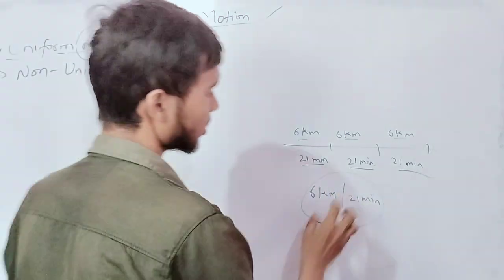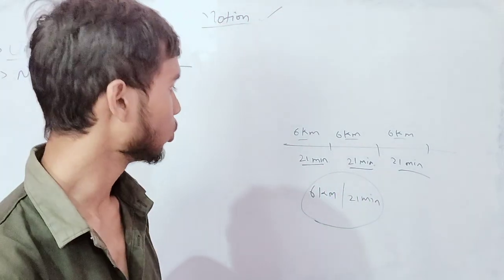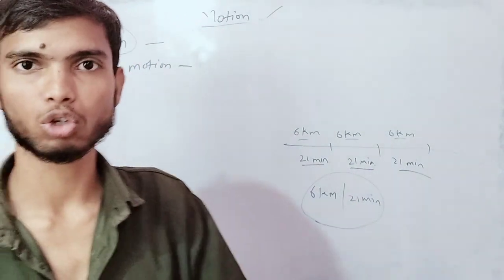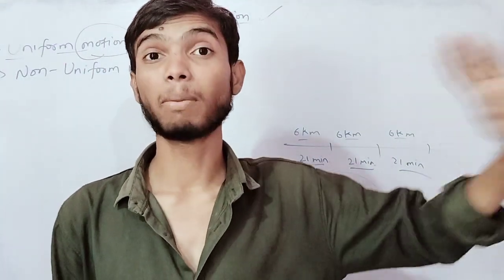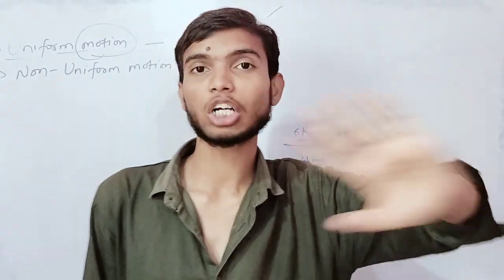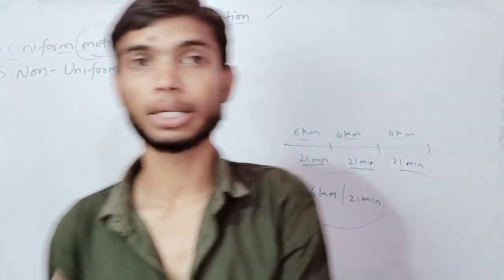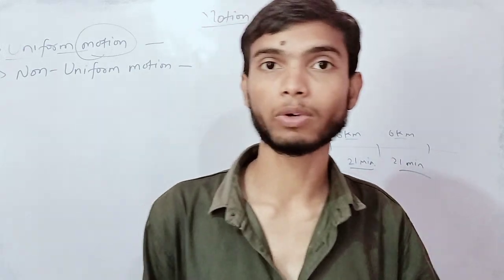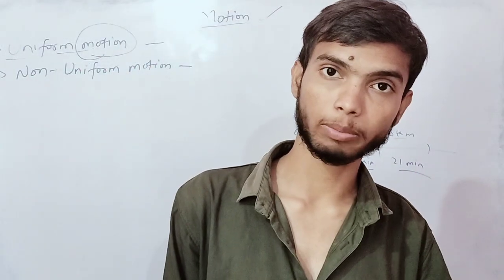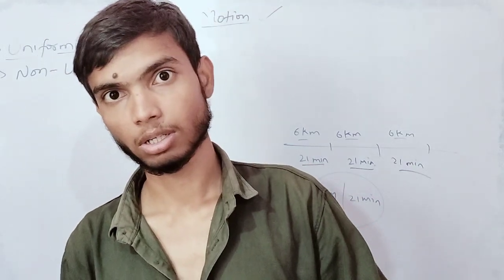So what did you understand from this? You understood that you are covering 6 kilometers per interval, not per 1 minute. You are covering how much distance? 6 kilometers. Again, within 21 minutes you are covering the same distance. Again, within 21 minutes you are covering the same distance.